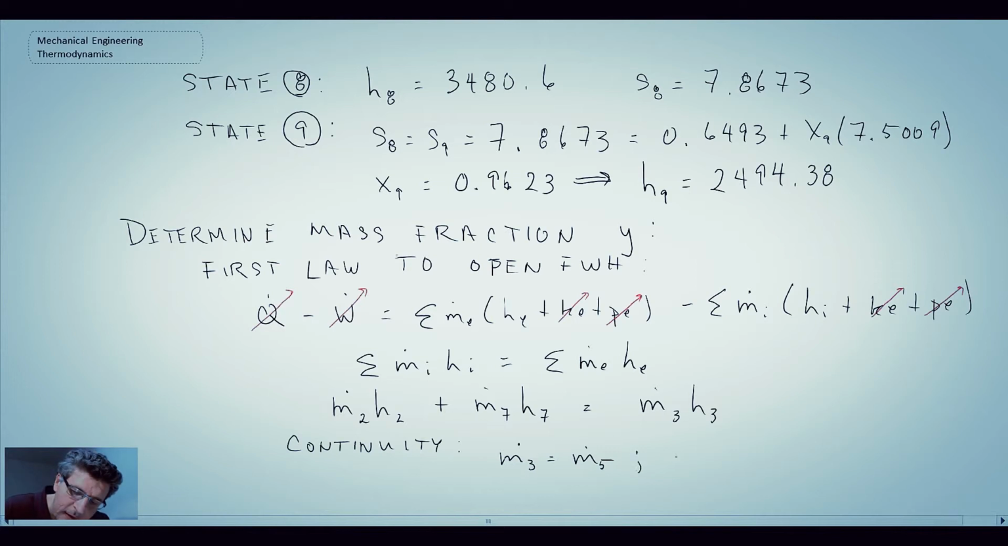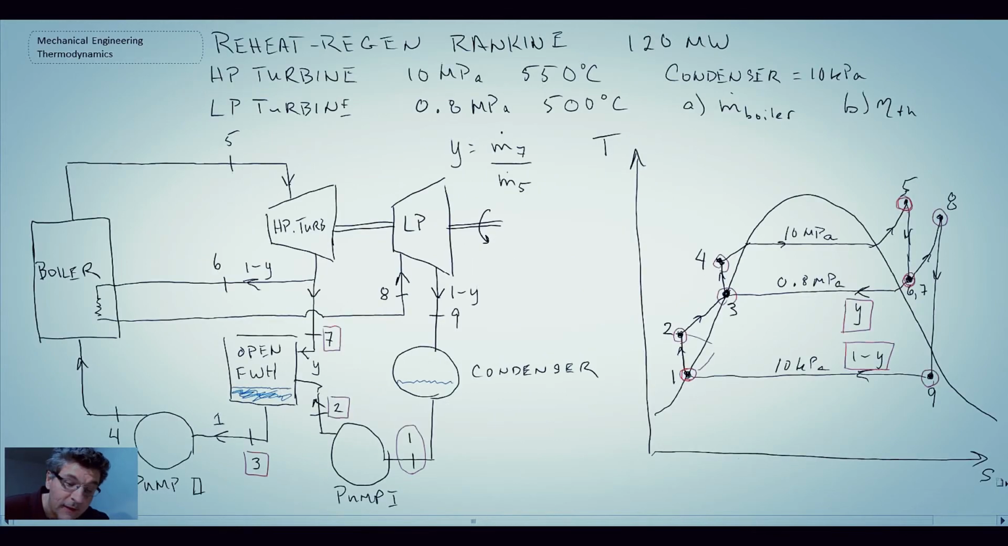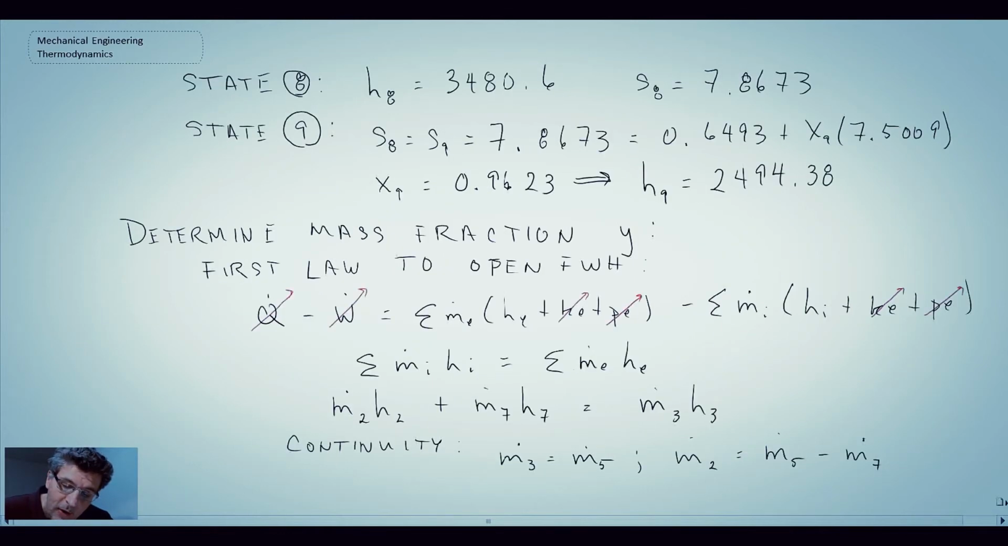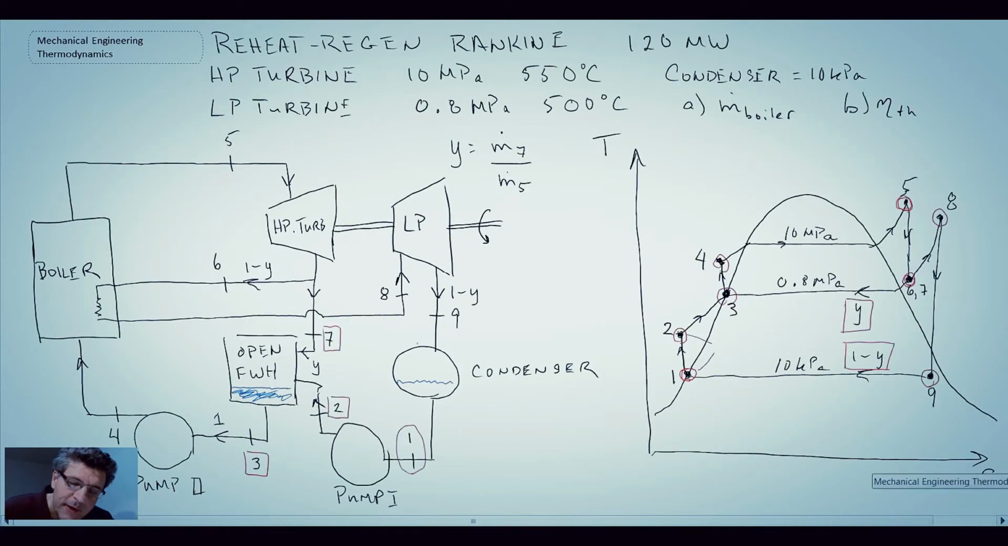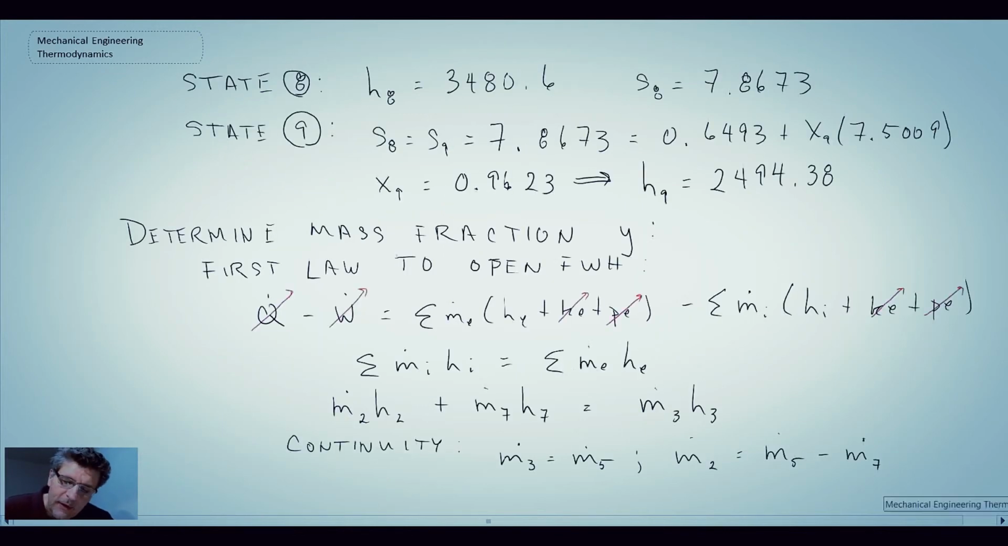Another thing that we can say is mass flow rate at 2 is mass flow rate at 5, which is the boiler mass flow rate minus m dot 7. So let's look back and see what that is saying. M dot 7 is what we're stripping off and sending through the feed water heater. So with that comment, we were saying m dot 2, mass flow rate at 2, which is basically what goes through the low pressure turbine, is equal to the boiler feed minus what we're stripping off and putting into the open feed water heater. So we can do that with mass conservation.